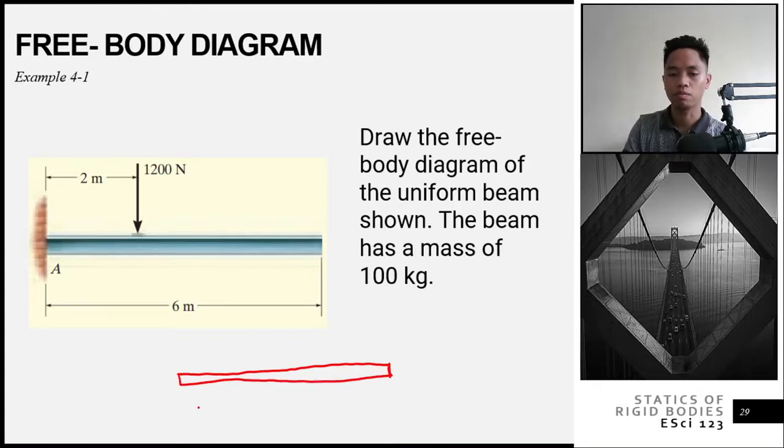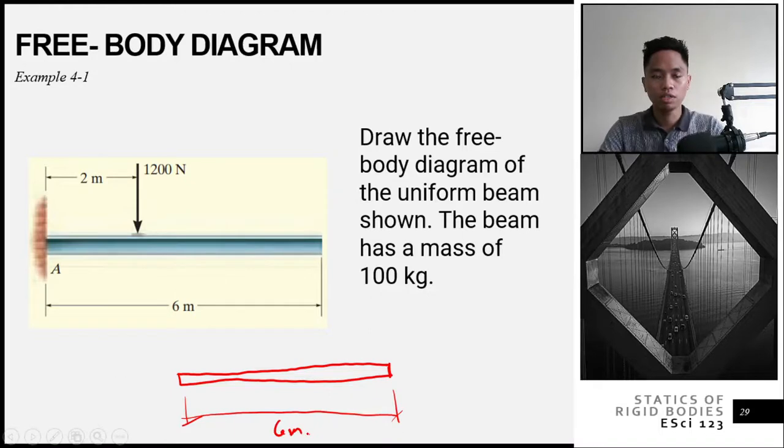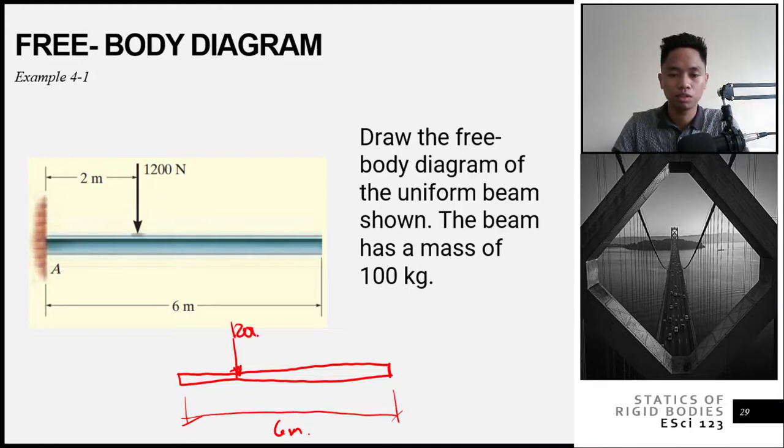So our beam has a dimension of 6 meters. So once we have isolated it, or made it a free body, we are going to show the forces acting on the body. First of all, we have this 1,000 Newton. Okay, a 1,000 Newton force because that is an external force.